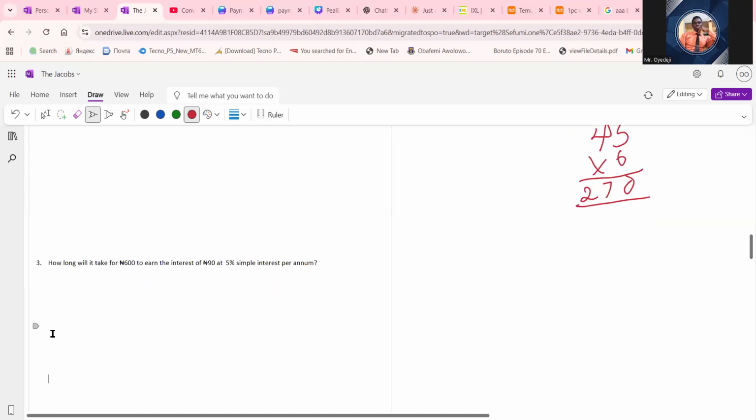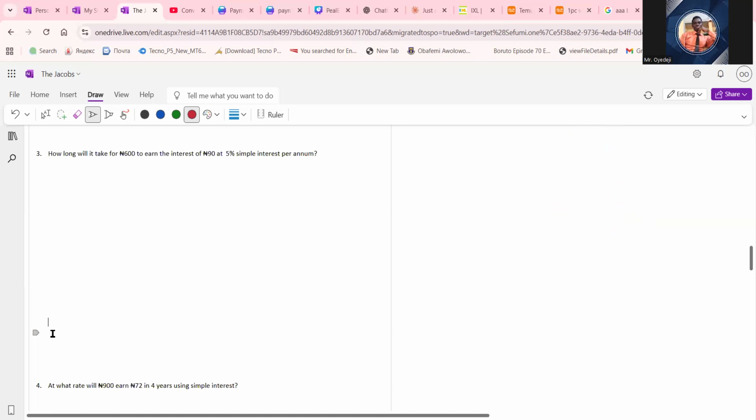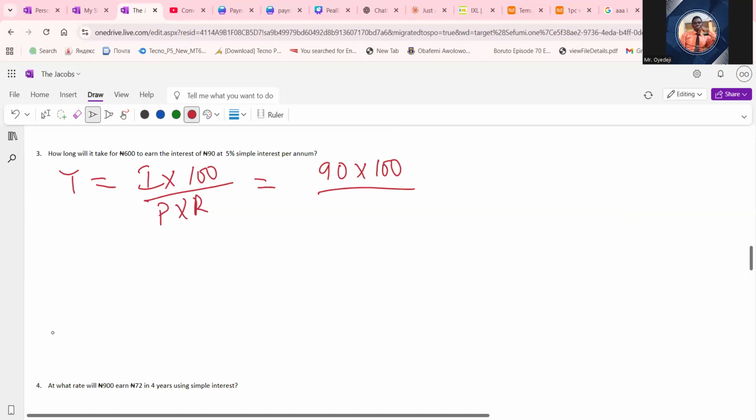Let's move to number 3, which says, how long will it take for 600 to earn the interest of 90 naira at 5% per annum interest? So, how long? That is time. So we have T equals interest times 100 over principal times rate, which equals: our interest is 90 times 100. Our principal is 600. And our rate is 5%. So we can start dividing immediately.